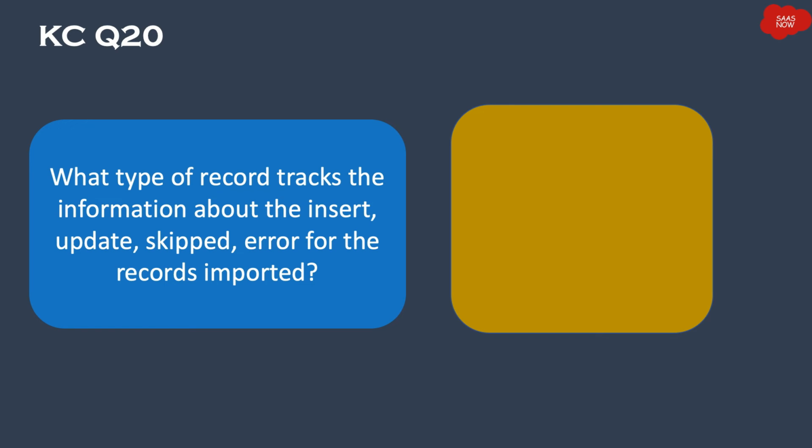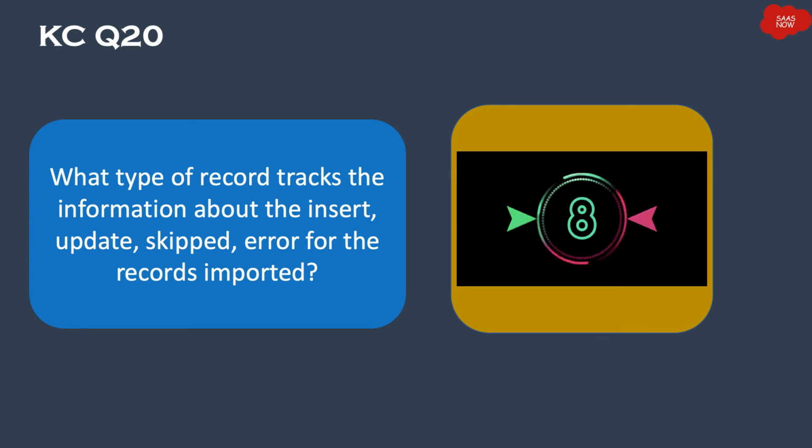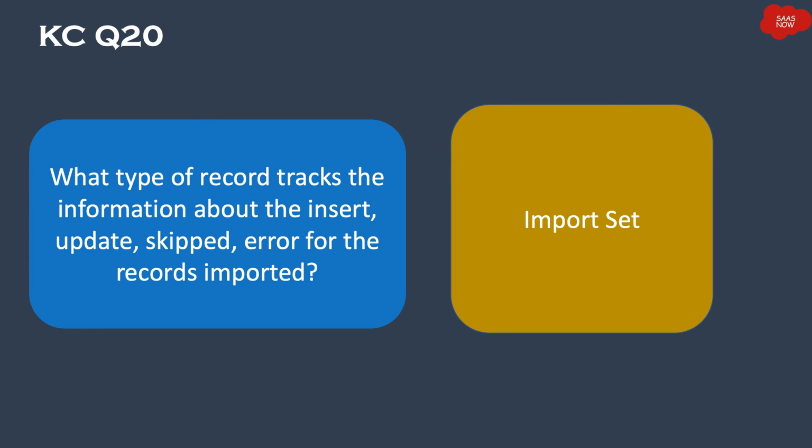Question number 20. What type of records tracks the information about the insert, update, skipped, error for the records imported? Your time starts now. Answer is import set record.